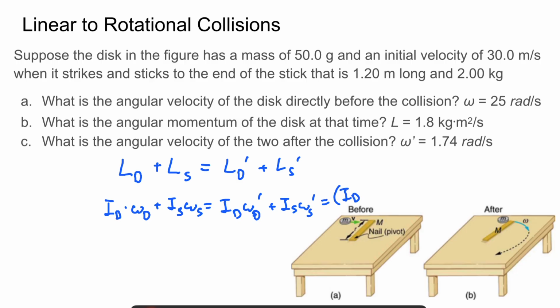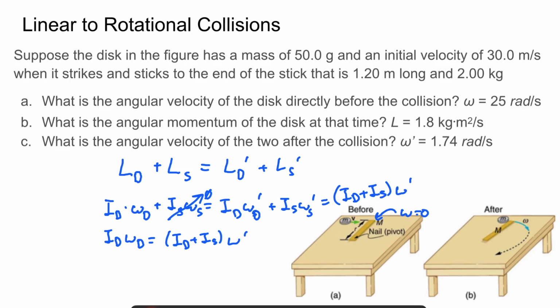And since we know that those two things are moving together, it's an inelastic collision, afterwards we can just add the moment of inertia for the disk plus the moment of inertia for the stick, multiplied by the angular velocity that they both have together at the end. And one more thing to simplify: we know that initially our stick has an angular velocity of 0. So that means this term goes away. So our moment of inertia for the disk times its initial angular velocity equals the two moments of inertia added together times the final angular velocity of our system.